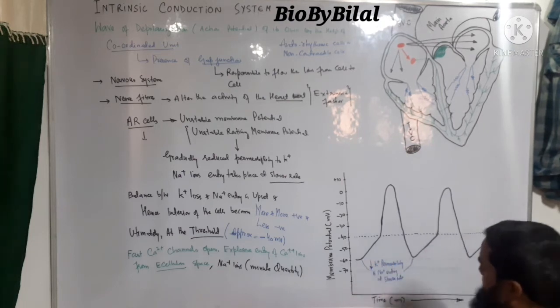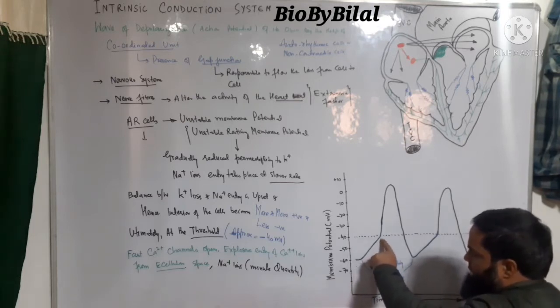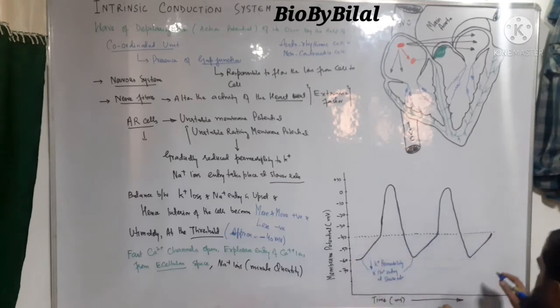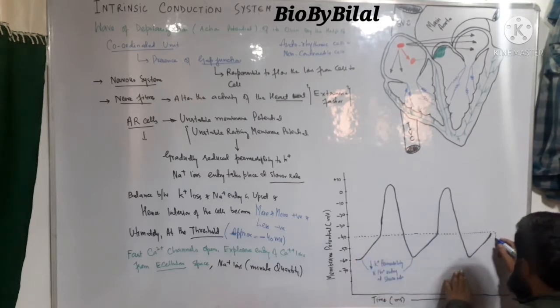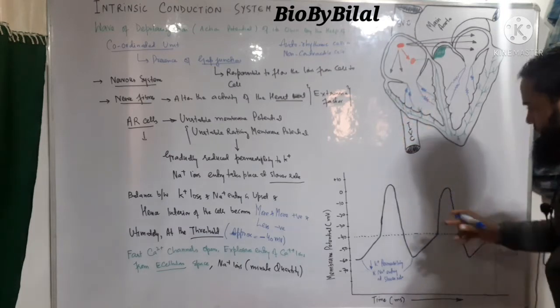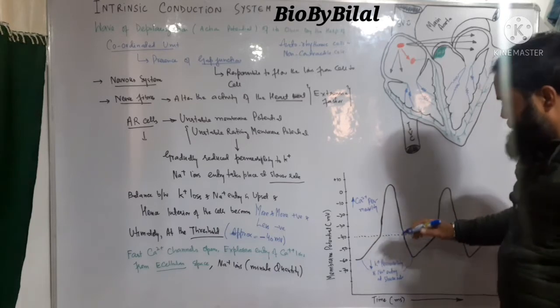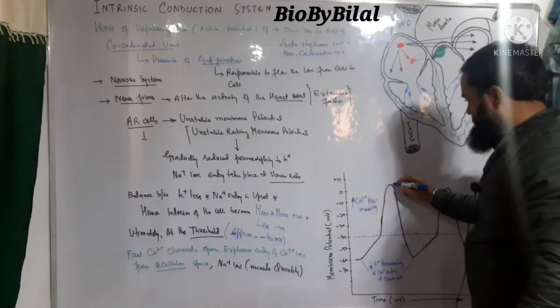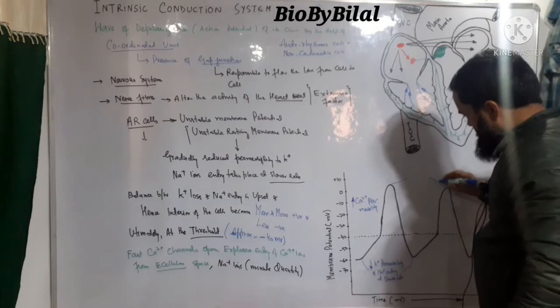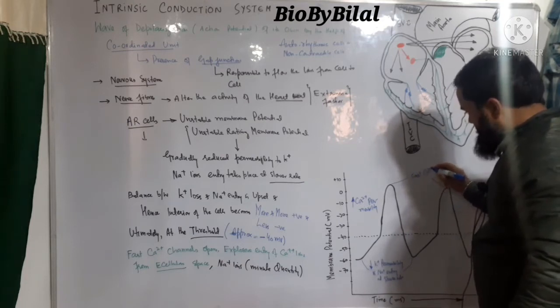And with the help of this, what happens? Unbalance takes place, and when it reaches the threshold, that's actually minus 40 millivolt. Here is the threshold, minus 40 millivolt. What happens? Calcium channels open, entry of calcium, that means calcium permeability increases, and here the fast calcium channels open.